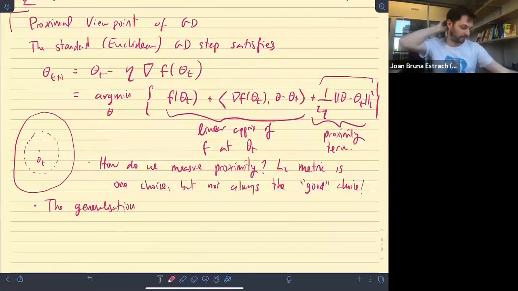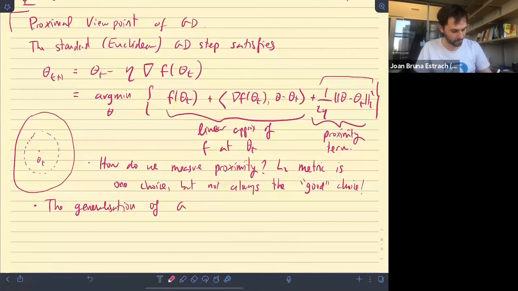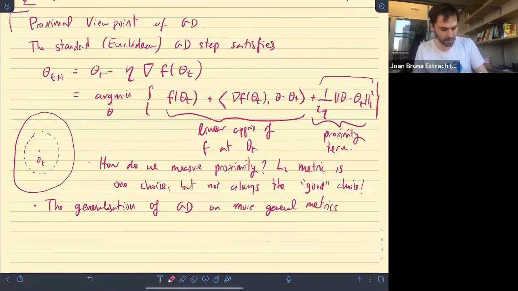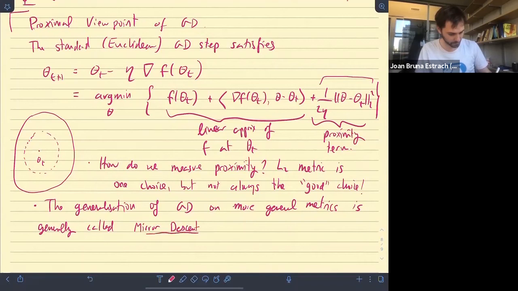And so the generalization of gradient descent on more general metrics is generally called mirror descent. Okay, this is something from Nemirovsky and Yudin, kind of classic optimization, from, I think, '83.